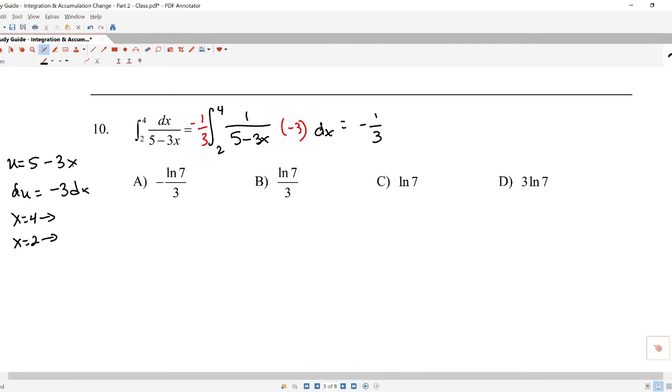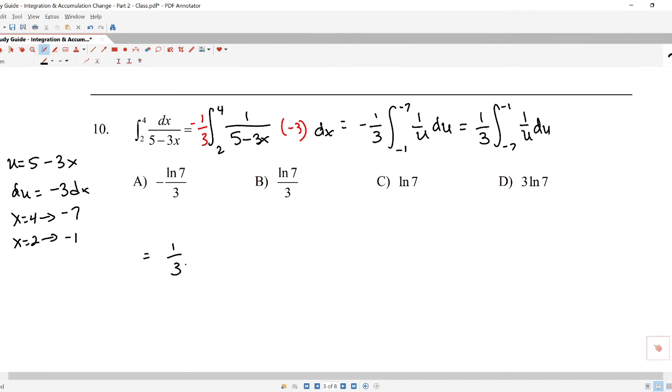So plug in 4, 3 times 4 is 12, 5 minus 12 is negative 7. Plug in 2, 3 times 2 is 6, 5 minus 6 is negative 1. So we're going from negative 1 to negative 7 of 1 over u du. I'm going to go ahead and switch those bounds. So put the smaller one on the bottom, which is going to negate the coefficient. So it makes it just 1/3. You're going to go from negative 7 to negative 1 of 1 over u du.